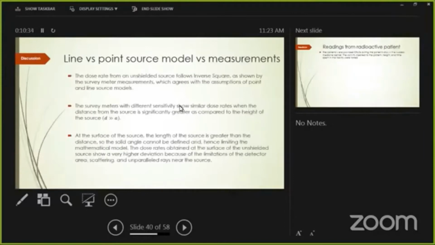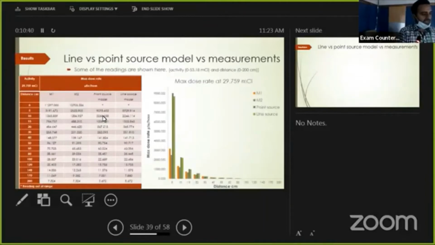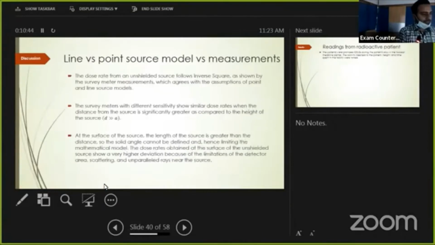Now, regarding this measurement, the conclusion is that when we are away from the source, the point and line source models give almost the same reading, because when we are away from the source, it's not a line, it's a point. But near the source, we have to perform measurements because this is the only way.